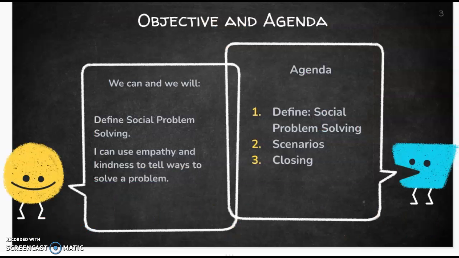Here's our objective. We can and we will define social problem solving. You're going to use empathy and kindness to tell ways to solve a problem. So the first thing we'll do is define social problem solving. We will look at some scenarios with a book, and then we will close out and you will do a little bit of an assignment.